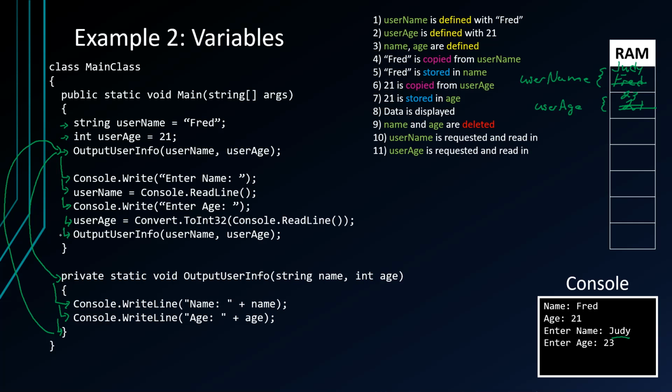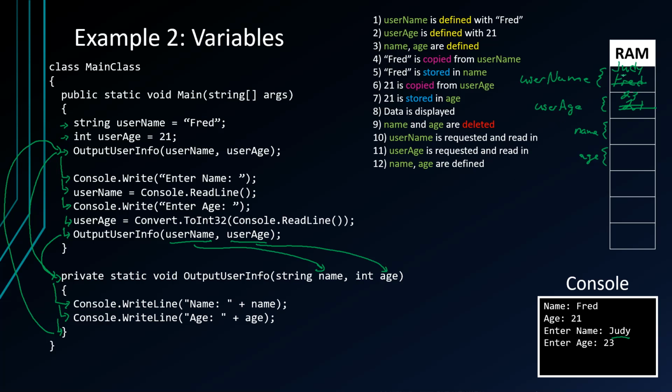So what's it do? Well, it jumps over to here. And the first thing it comes over, it says, oh, I need two variables. I need a name variable and an age variable, please. So it defines name and age. And then it's got to copy the values, because look at here. We are saying take the value from username and store it into the name variable. Take the value from user age and store it in the age variable.